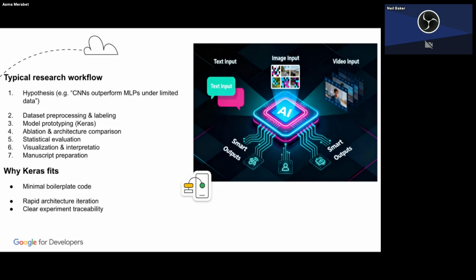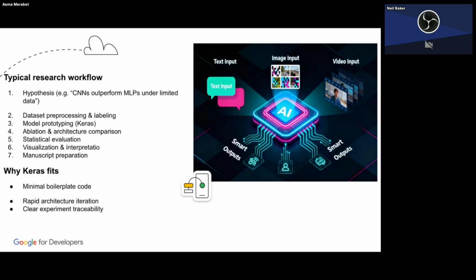In the fifth step, we do a statistical evaluation. Here we compute metrics: accuracy, precision, recall, F1 score, and we can also run statistical tests like McNemar's test. This is to confirm whether our results are significant or not, and all of those we can do using Keras. Step number 6 is the visualizations and the interpretation, and this is to go through the importance and the significant contribution in our model.